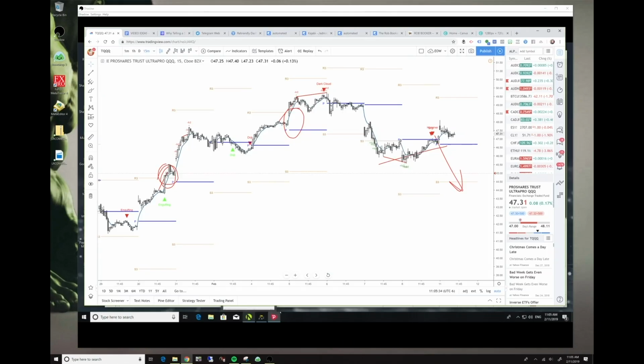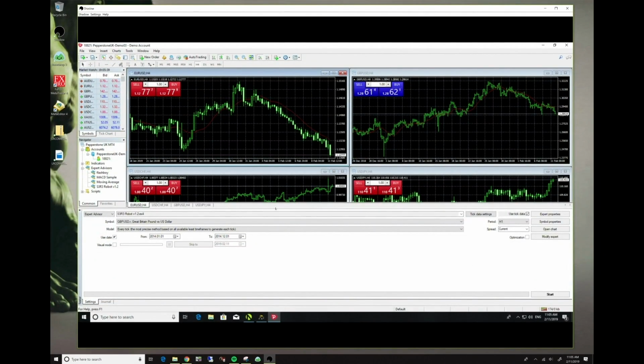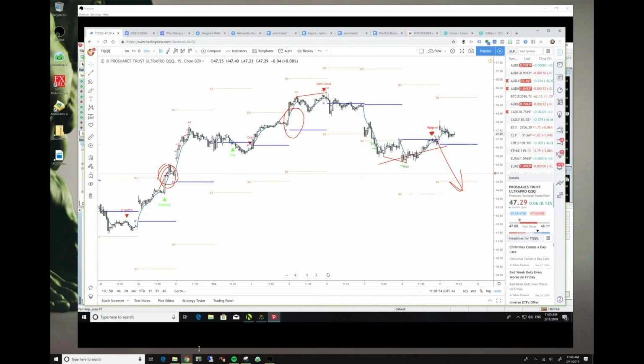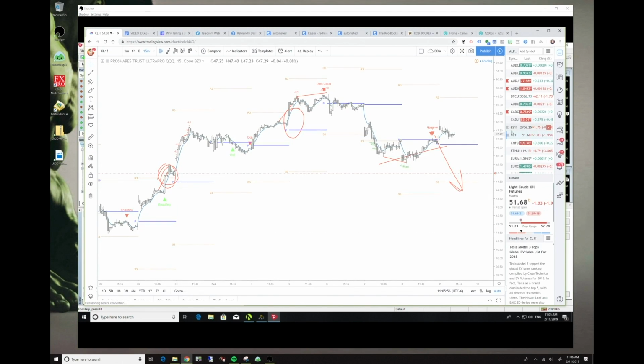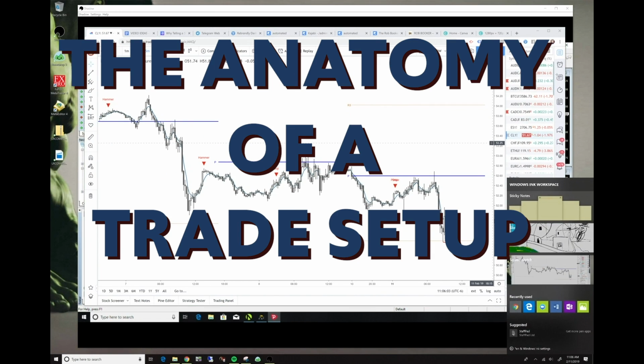First of all, I want to run a test on a robot that we built that will trade this automatically. So I've got the robot loaded up here on MetaTrader, but we built this for TradeStation and for NinjaTrader in case you want to trade stocks and futures. And I've got the robot all loaded up to sell at R3 and buy at S3. I'm going to click Start. And then we're going to go back over here to the charts, and I'm going to show you what's happening right now. We're going to do a breakdown, the anatomy of a trade setup.